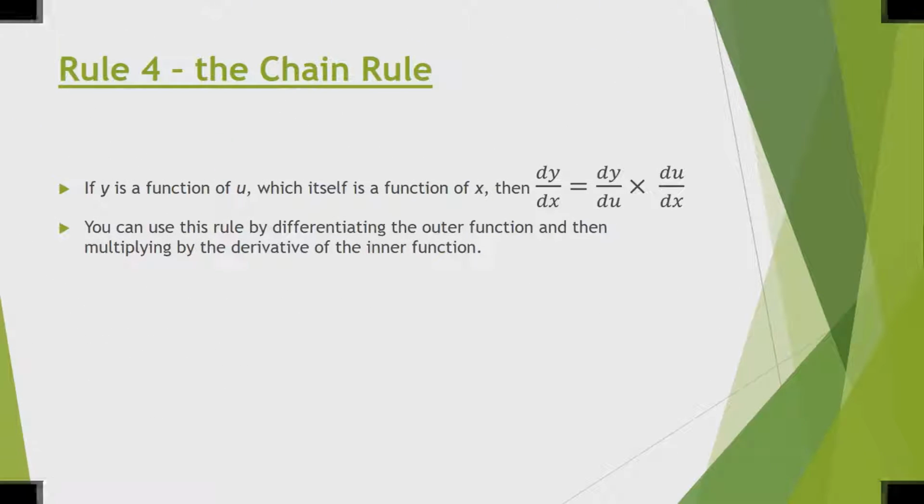Rule 4, the chain rule. If y is a function of u, which itself is a function of x, then the change in y over the change in x equals the product of dy over du and du over dx. You can use this rule by differentiating the outer function and multiplying by the derivative of the inner function.